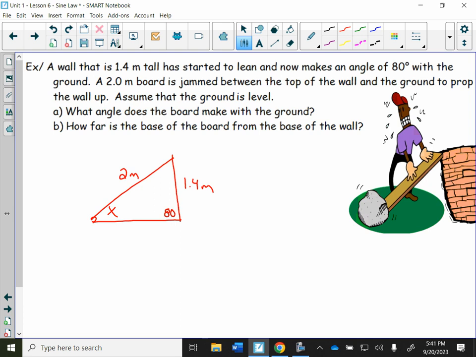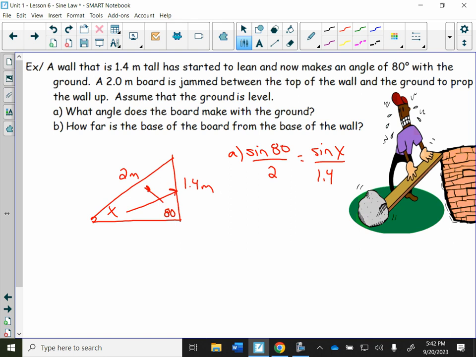Well, can I use SOHCAHTOA? No, it's not right angled. But I know a pair of things that go together. I know that the sine of 80, that angle, is across from side 2. They're across from each other. I know that the sine of x is across from the 1.4. Hey, it's like the question we just did again.